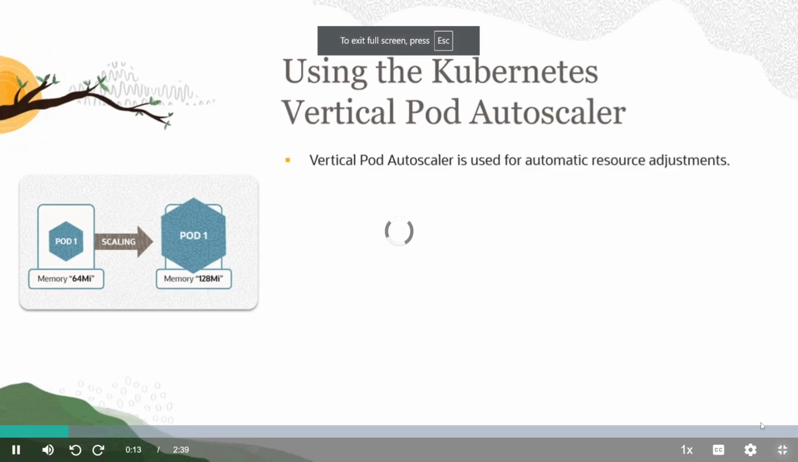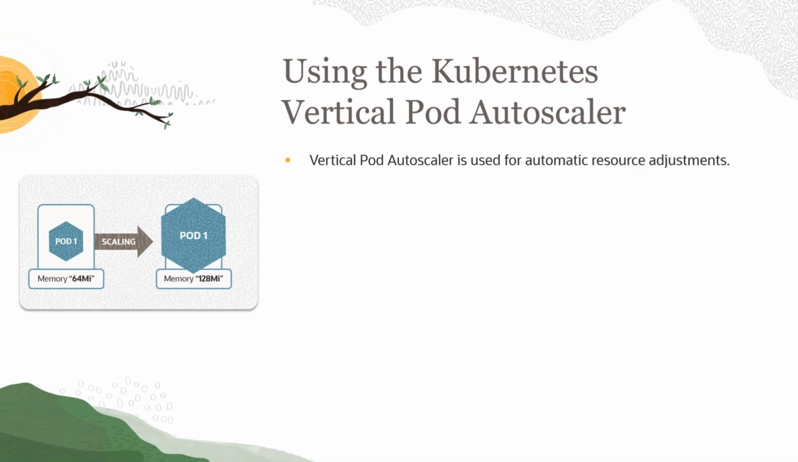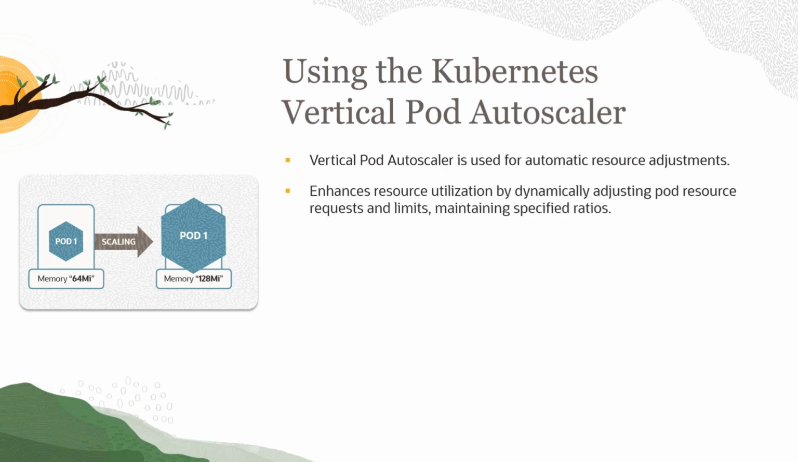Firstly, the vertical pod autoscaler automates the adjustment of resource requests and limits for containers in your deployment pods, providing an intelligent and automated solution for optimal resource utilization. This tool enhances your cluster's resource efficiency by dynamically setting requests based on pod usage, ensuring that the appropriate resource amounts are available for each pod.